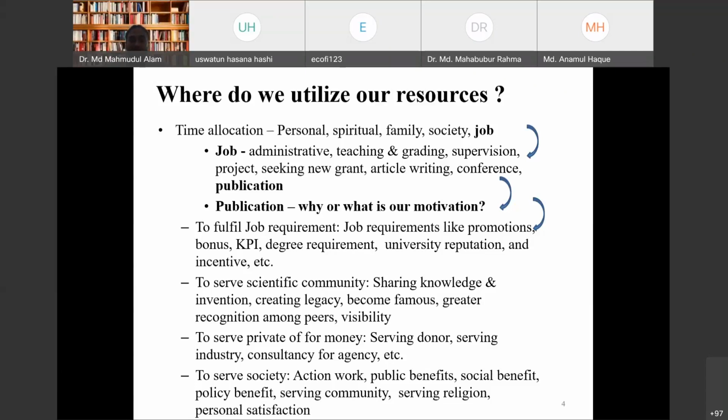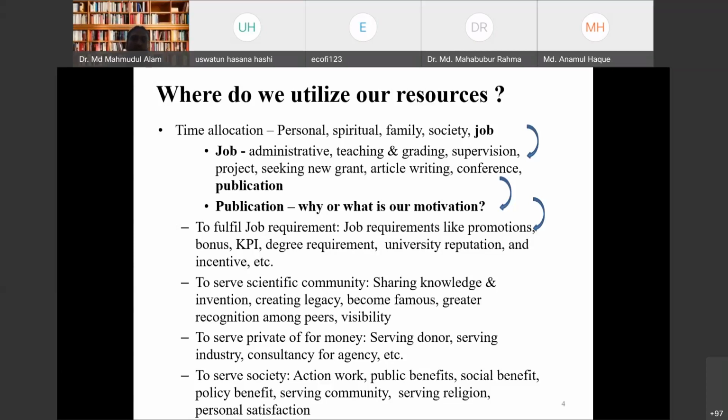Very simple. Don't mind, we will talk very openly today. A few issues need to be talked about very openly, otherwise nobody talks about them, but they should be clear. And there is serving private organizations, or serving as a consultant for the private or public sector, which brings our income, or serving the donor.